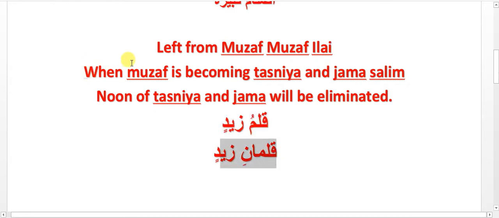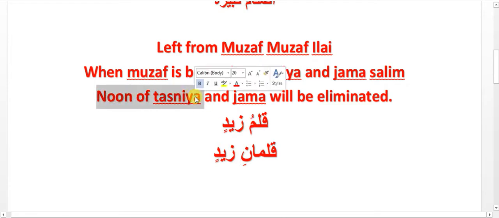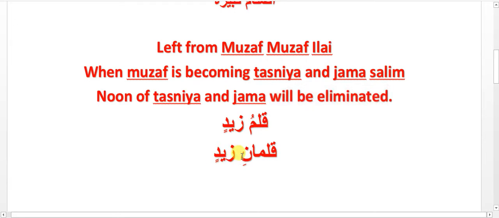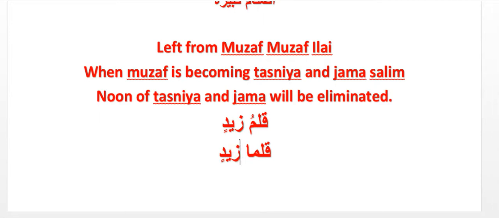But according to what we have, when muzaf is becoming tasniya, so here muzaf is becoming tasniya, what will happen? Noon of tasniya will be eliminated. This means the noon of tasniya will be eliminated. So this will become kalama Zaidin. So kalama Zaidin means two pens of Zaid.